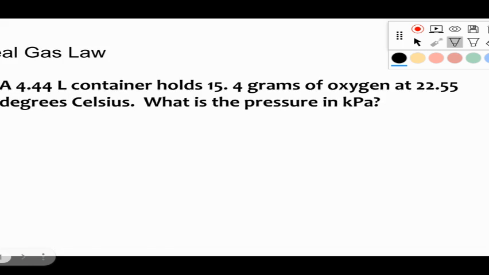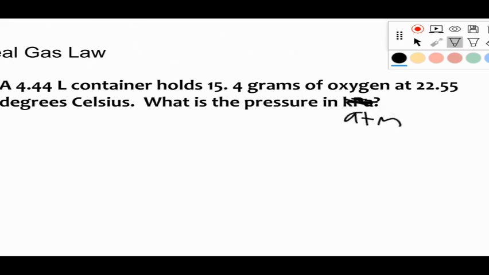Next one, it says a 4.4 liter container holds 15.4 grams of oxygen at 22.55 degrees Celsius. What is the pressure in kPa? We're going to change this to ATM because, like I said, AP actually doesn't give it to us in anything but ATM. So we're just going to say ATM.